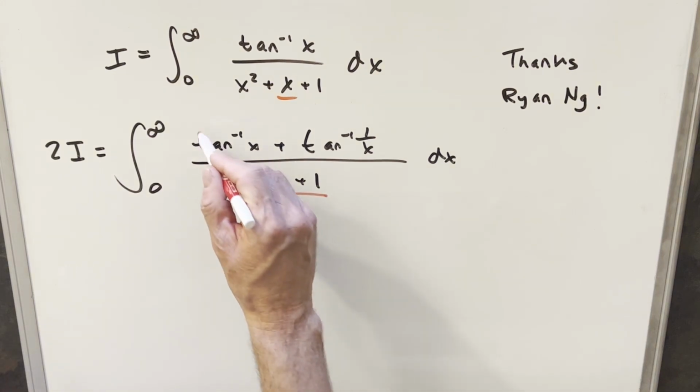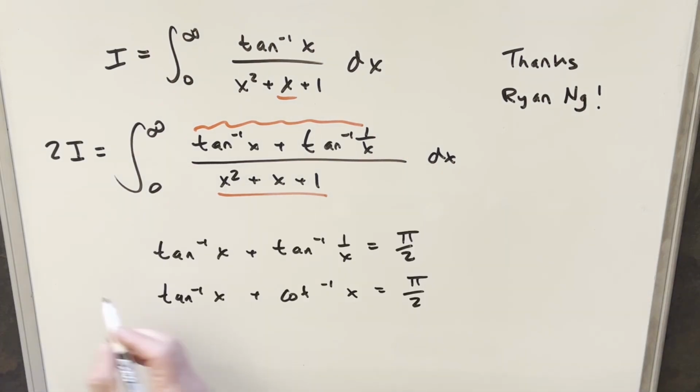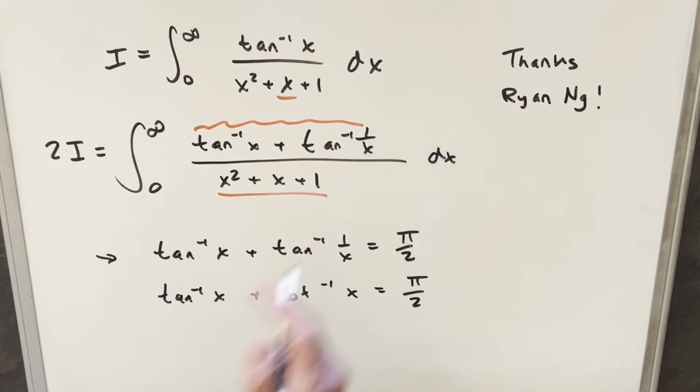And now at this point, this numerator may start to look a little suspicious, and we do have an identity for this. Let me just show you that right now. Okay, so we have this first identity on the board, arctan of x plus arctan of 1 over x is equal to pi over 2, and this is exactly what we have in the numerator.